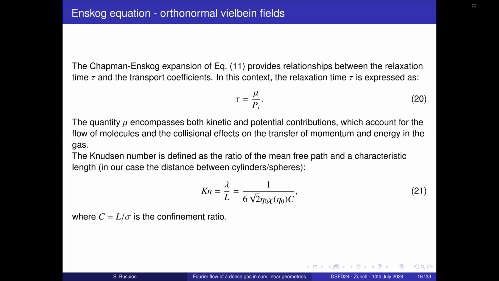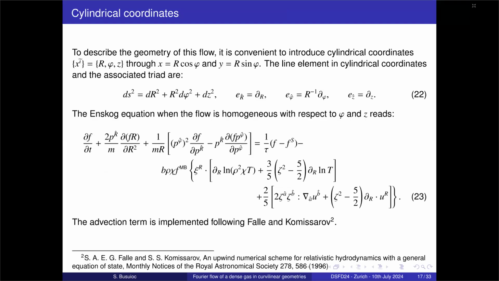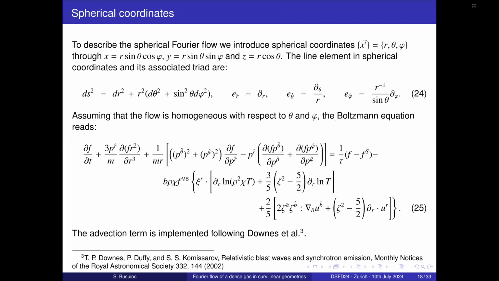One thing that we'll look at is this confinement ratio, which is a new parameter that appears. It is the ratio between the characteristic length of the system and the radius of our hard sphere particles. Quickly, in cylindrical coordinates, this is how the equation that we want to solve looks. The inertial forces are the ones that appear, and this is in spherical coordinates.